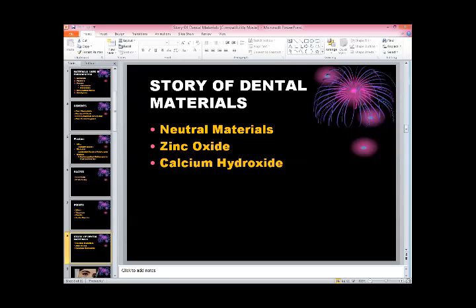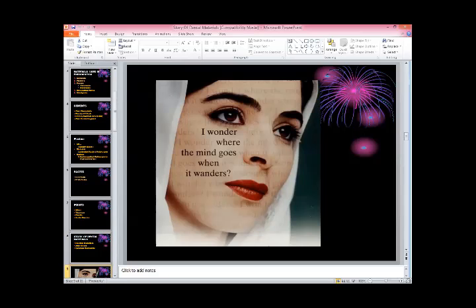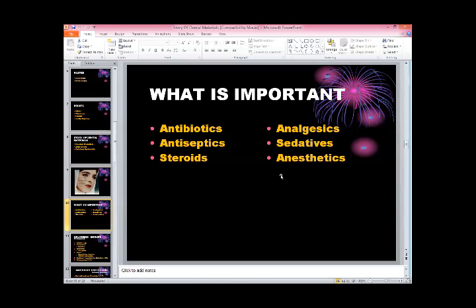And I talked about this, that there are only two materials in dentistry. One is a neutral material, and we call that zinc oxide, and the other one is calcium hydroxide. And in that, we need to add some other materials to make them convenient in use in dentistry. So in that we have already discussed what are the antibiotics and what are the antiseptics.